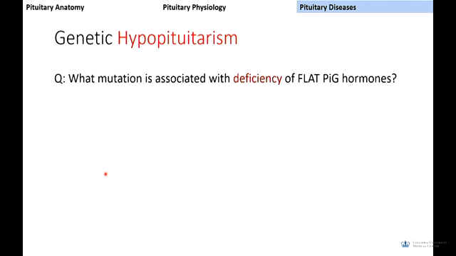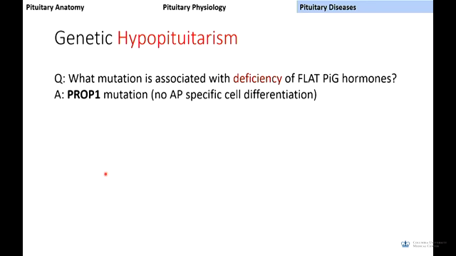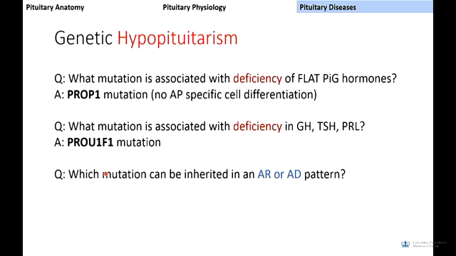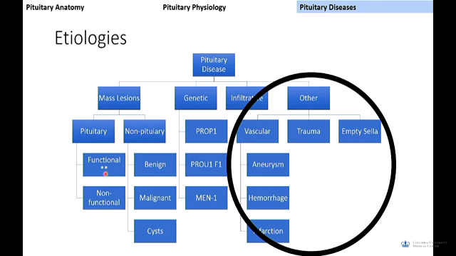So one of the genetic mutations causes deficiency of all of the anterior pituitary hormones, and that one is PROP1, so you have no anterior pituitary cell differentiation. Another one causes deficiency in just growth hormone, TSH, and prolactin. That's called PIT-1. And one of those two can be inherited in an autosomal recessive or autosomal dominant pattern, and that is PIT-1. PROP1 is only autosomal recessive. And then other causes, so we'll go through the most important causes for these.